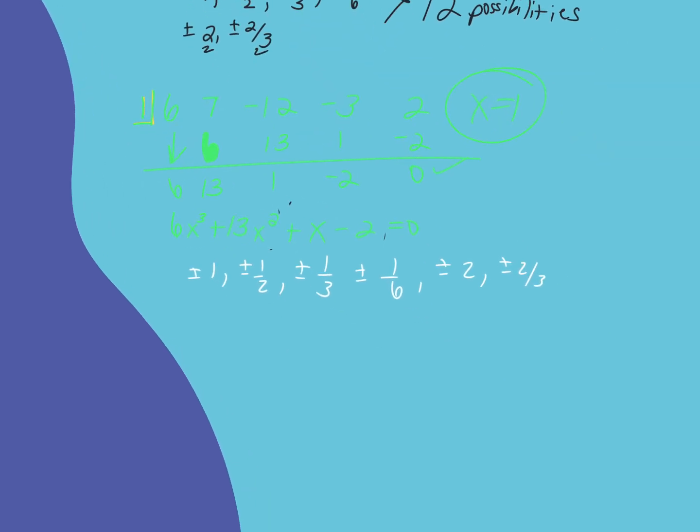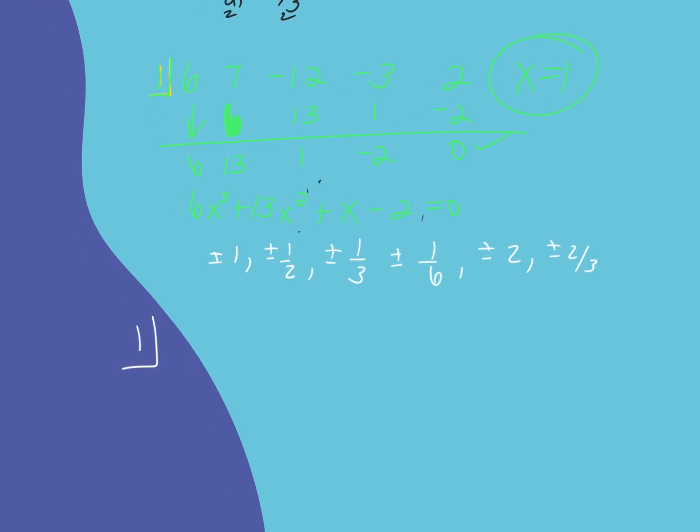All right, let's go ahead and find our next lovely root. I'm going to start with 1. What are my coefficients? 6, 13, 1, -2. Bring down your 6. 6 times 1 is 6. 13 plus 6 is 19. 19 times 1 is... Guys, is this going to give me a 0? No, because 1 plus 19 is 20. This isn't going to work.